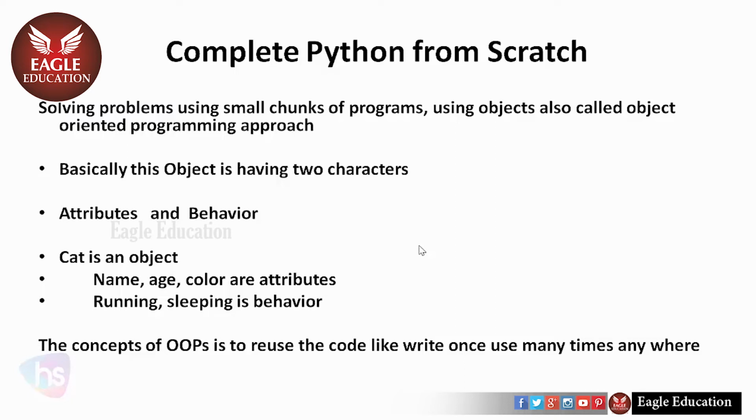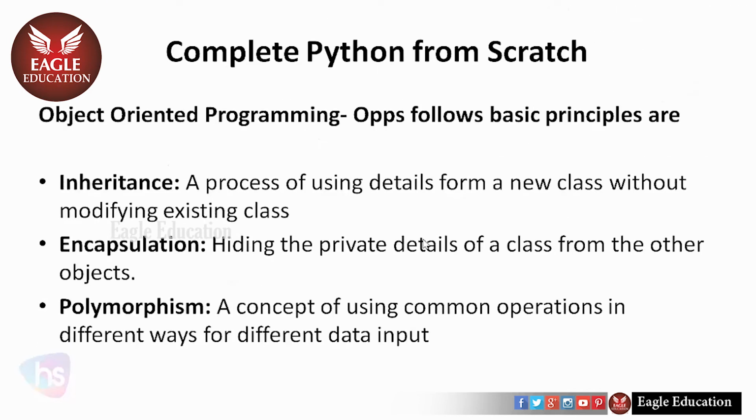Alright, let's have the steps. Now see, object-oriented programming follows some very basic principles. Inheritance: a process of using details from an existing class in a new class without modifying the existing class. Like in a real-time scenario, our father will have some properties, like behavior and all the things. Automatically, the child will have most of the properties from the father. We can call it inheritance.